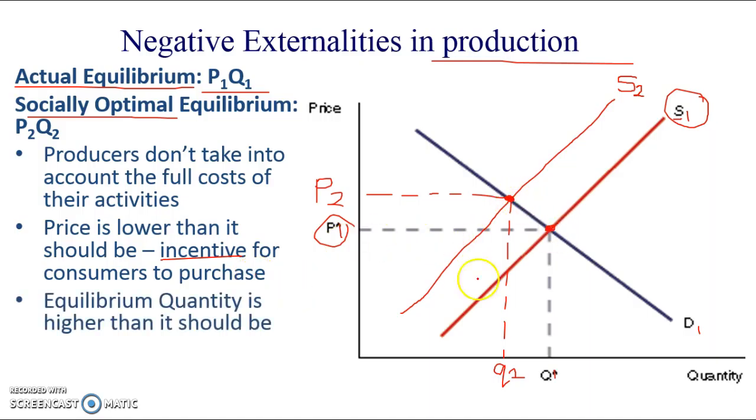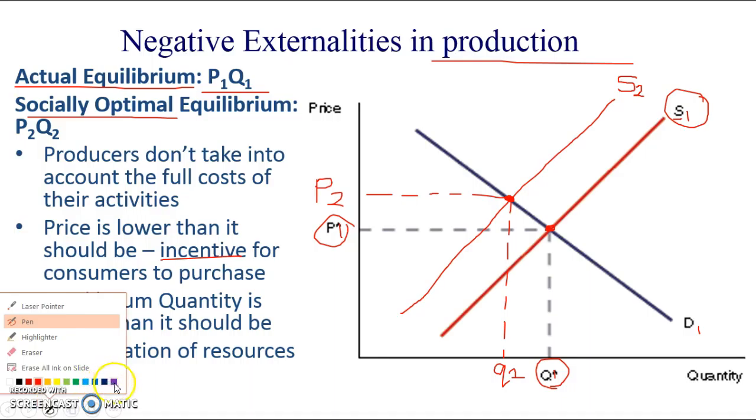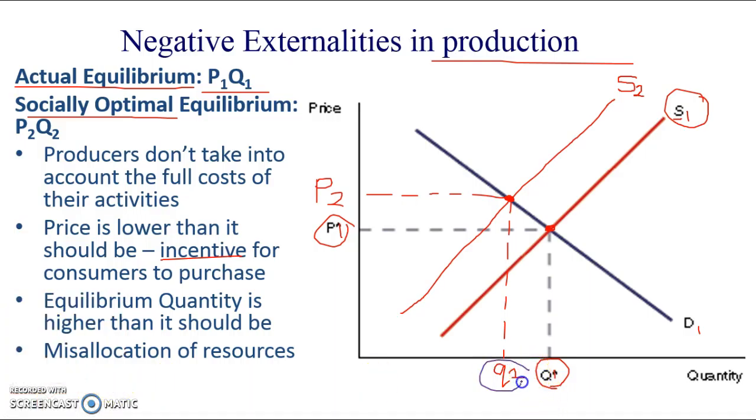So we find that the quantity is higher than it should be really. And this means that there's a misallocation of resources. It's allocatively inefficient. Too many scarce resources are being diverted to this production here. So we should be producing this amount, and instead we're producing this amount. So all of our solutions to this problem should be focusing on reducing the amount produced.